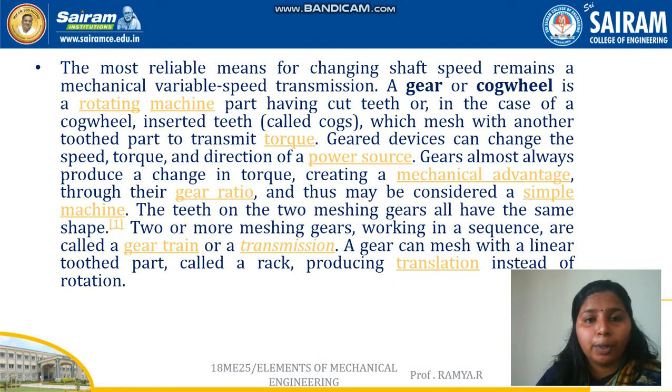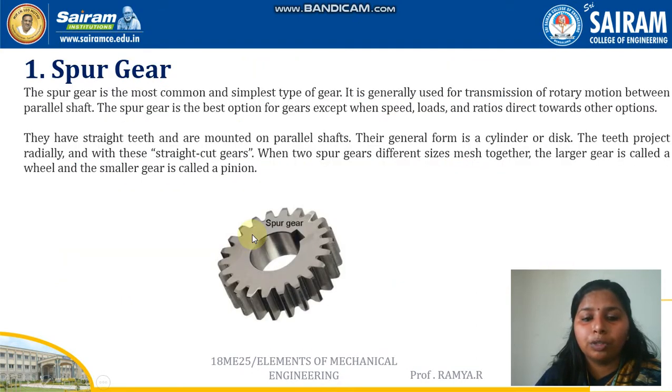If they do not have the same shape, the meshing will not happen properly, and there will be some fatal errors. Two or more meshing gears working in a sequence is called a gear train. When two or more gears are attached together, it is called a gear train or a transmission. A gear can mesh with a linear toothed part called a rack, producing translation instead of rotation. So this is about the gear.